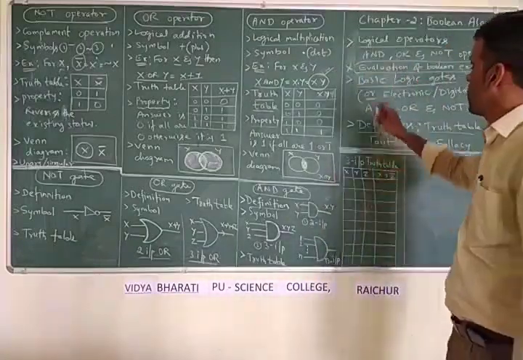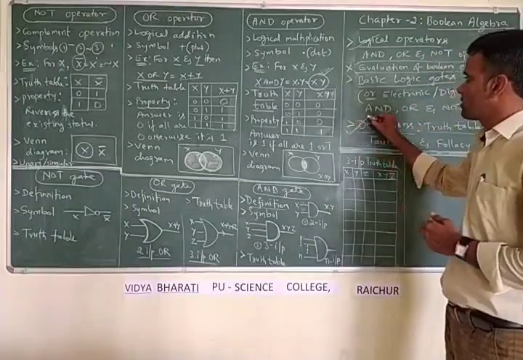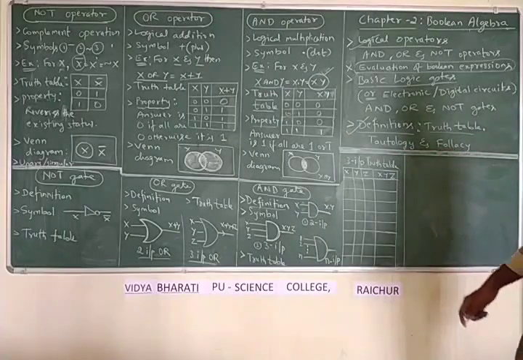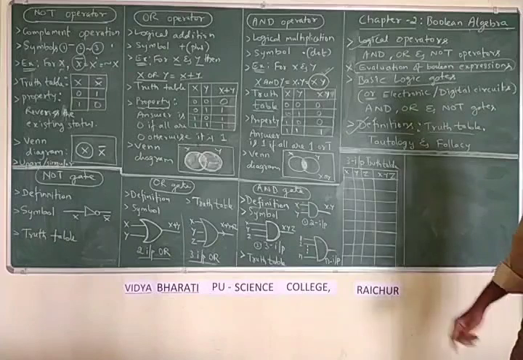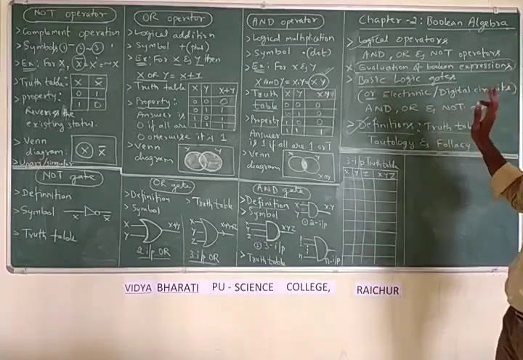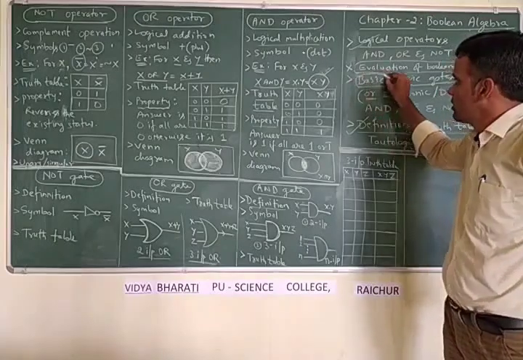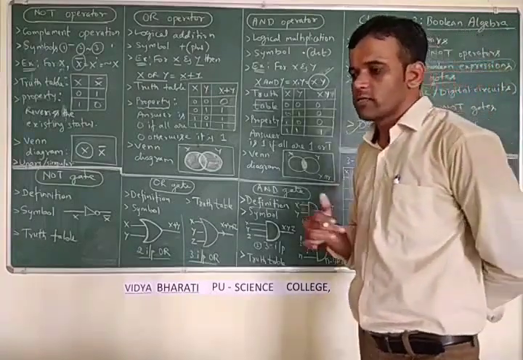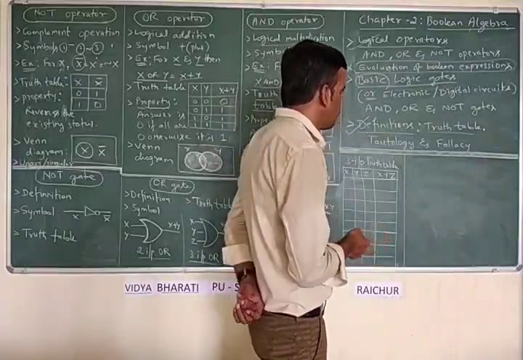So we have seen these logical operators AND, OR, NOT, and we have seen the definitions of truth table, tautology and fallacy. And now we will go for the basic logic gates. The basic logic gates are AND, OR, NOT. And of course, when you see this word basic, it gives a hint that there are some more gates. Yes, there are some more gates.